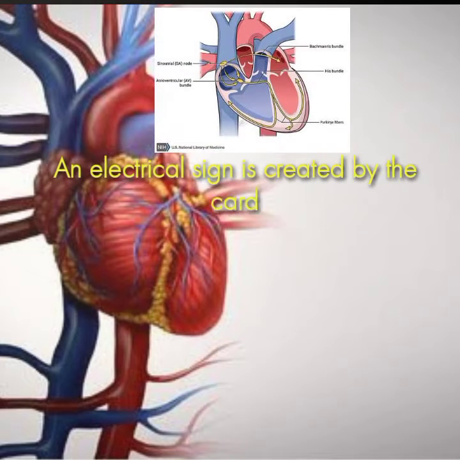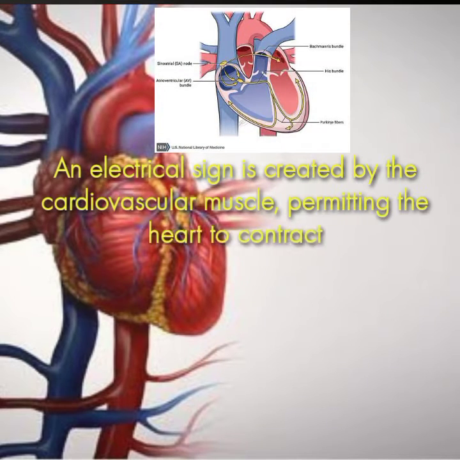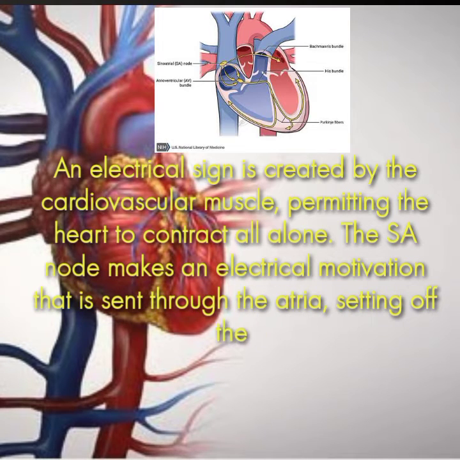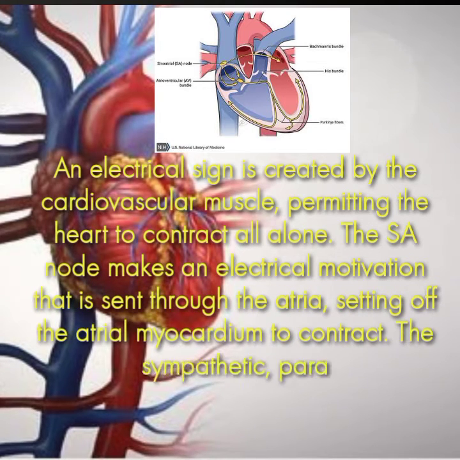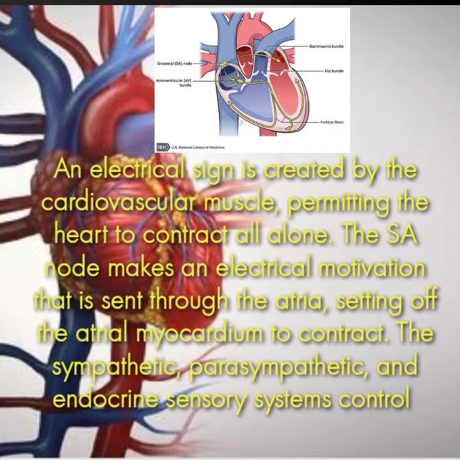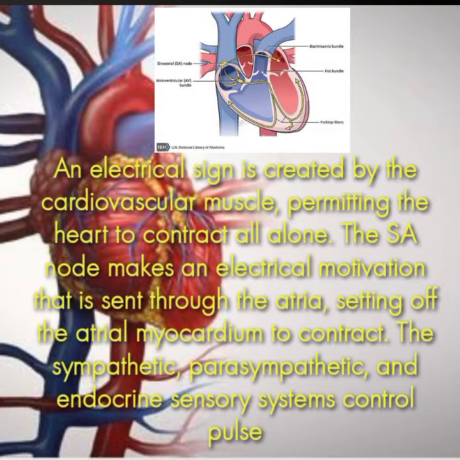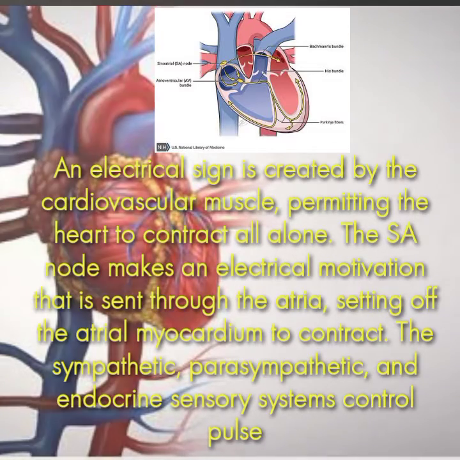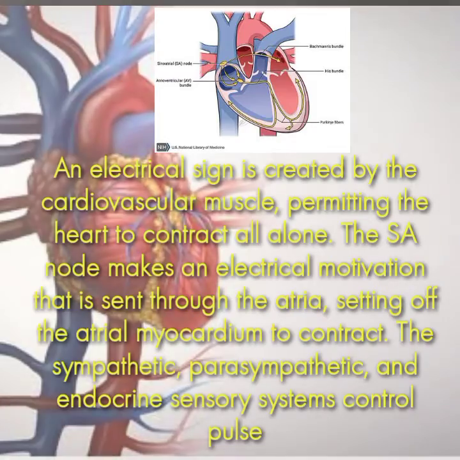An electrical signal is created by the cardiac muscle, allowing the heart to contract on its own. The SA node, or the sinoatrial node, makes an electrical impulse that is sent through the atria, setting off the atrial myocardium to contract. The sympathetic, parasympathetic, and endocrine systems control heart rate.